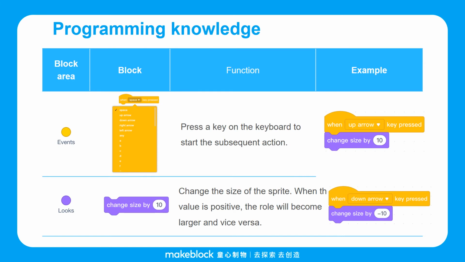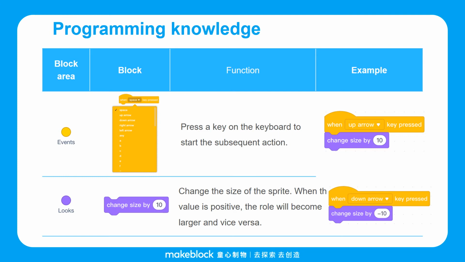Again, we're going to be using the Events tab and the Looks tab for this session. In previous lessons, we used the When Green Flag is Clicked block from the Events tab. This time, we're going to be using the When Space Key is Clicked. You will see that there is a small arrow just to the right of the word space. If you click on that arrow, it will give you the option to select whatever key that you want.